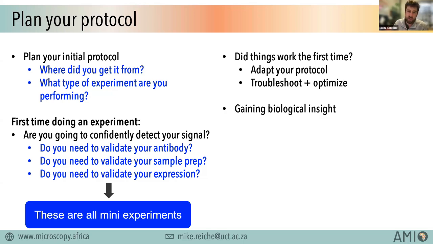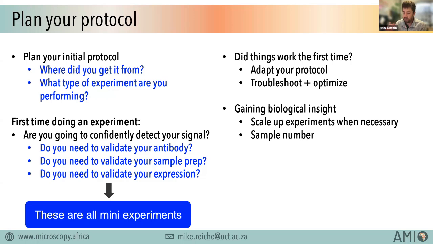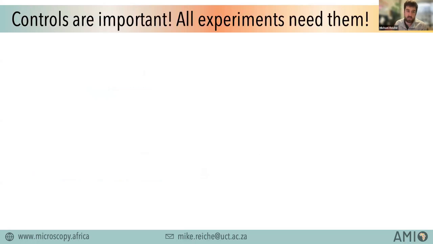And then once you're able to gain biological insight, can you see the thing that you want to see? Are you able to measure it? Are you able to see a difference between an experiment and a control, for example? You can then scale up as necessary and then move into a full-scale experiment and get lots of data. You've got to consider your sample number. You've got to consider many experimental variables.